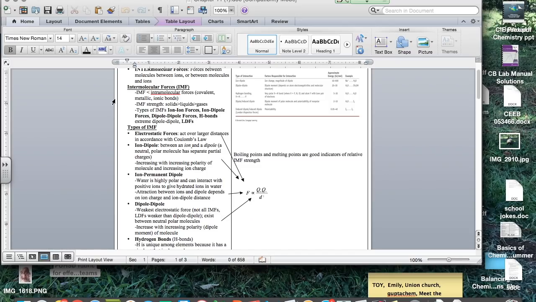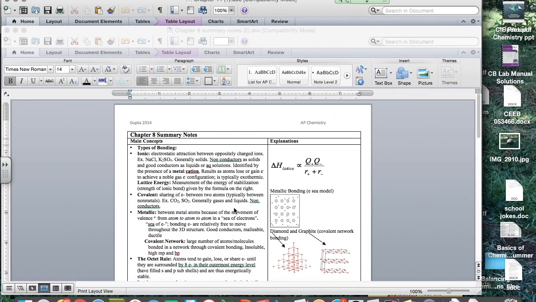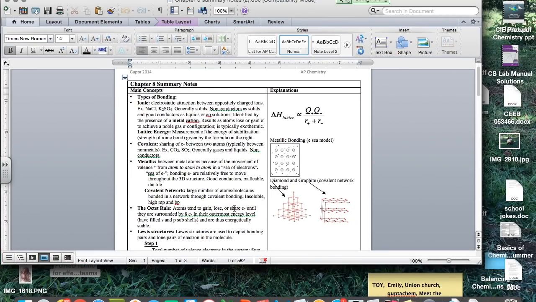And then bonding. I'm going to address very little of bonding because I feel you have a good grasp on this, but let me do a quick review. Types of bonding are ionic, covalent, and metallic. The strength of ionic bonding is given by lattice energy, which is defined as the amount of energy required or released when one mole of ions come together to form one mole of an ionic compound.